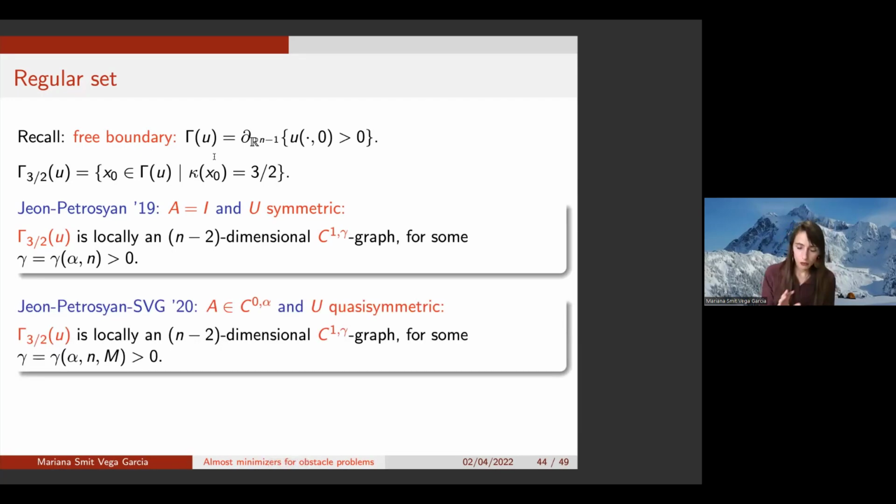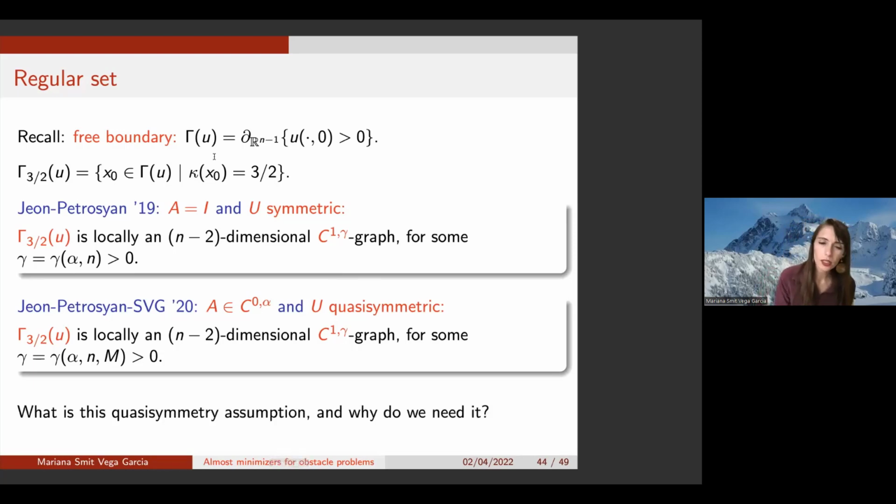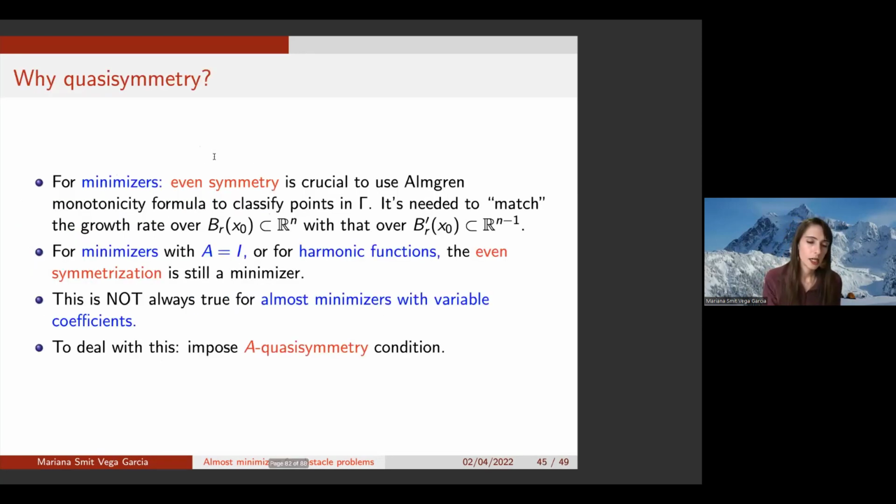We were able to generalize this, assuming that the coefficients of the matrix are C0 alpha, but we discovered that the correct notion for variable coefficients is not assuming that the almost minimizer is symmetric. The correct notion was quasi-symmetric. And I will tell you what this is and why we needed this and why this is the natural condition that is required in this context instead of symmetry. So let's talk for a minute about this quasi-symmetry assumption.